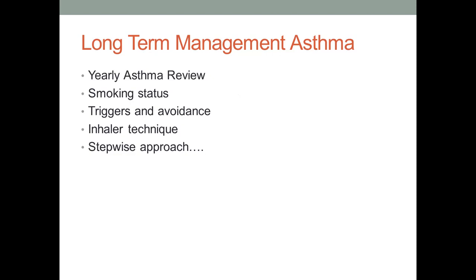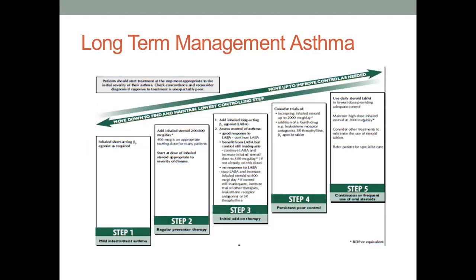A yearly asthma review should be done, smoking status checked, and the patient should be counselled regarding quitting smoking. Triggers and avoidance of triggers history is important. Inhaler technique should be checked, and a stepwise approach is recommended in this long-term management. These are the step up and step down approaches in chronic long-term management of asthma.